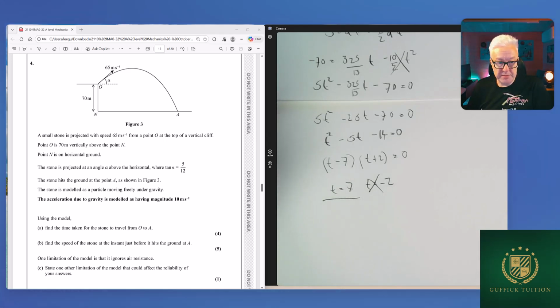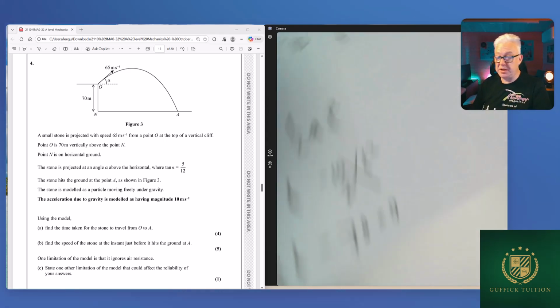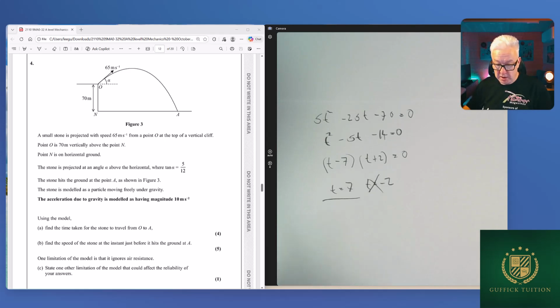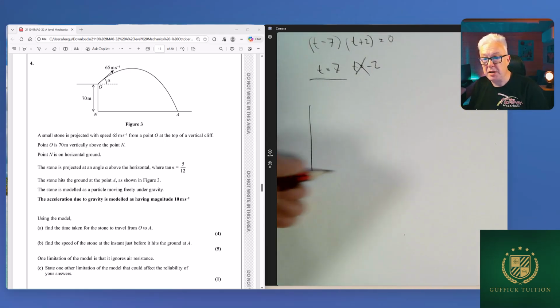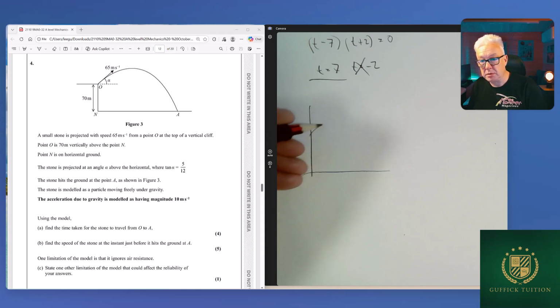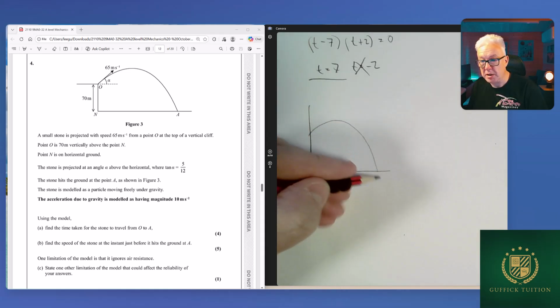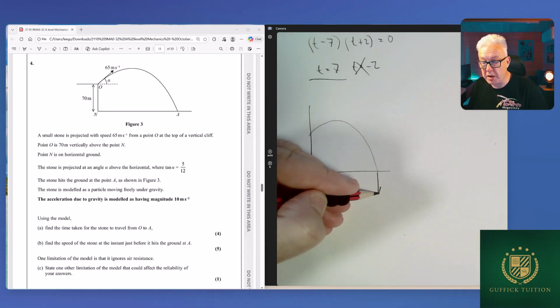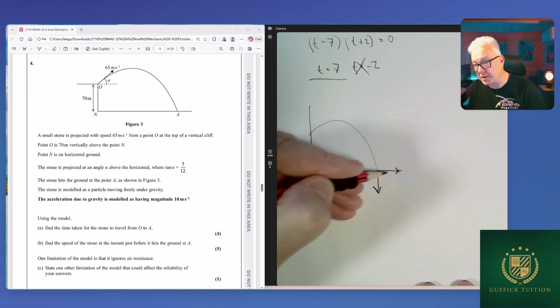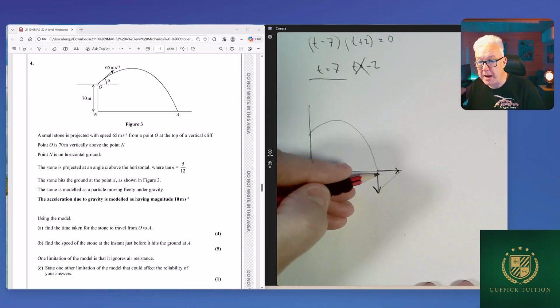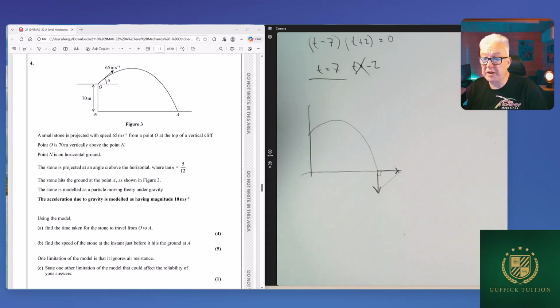Part B, find the speed of the stone at the instant when it hits the ground. Now, it's worth 5 marks, okay? And notice the way it said speed. So what we've got to do when they do this is we need to find the vertical and the horizontal component of the velocity, because we're going to find the magnitude of those two to find the speed.